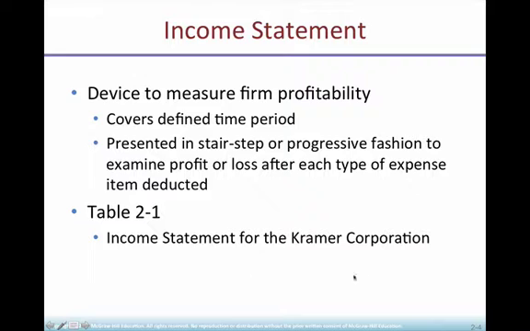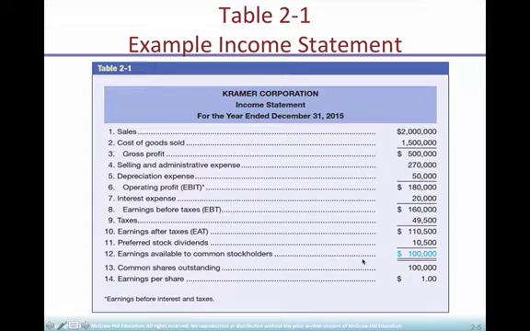And this is an example of one corporation, Kramer Corporation. This is how an income statement looks like. For 1 year, 2015, sales, they sold merchandise in value of $2 million. The way they calculated this number is quantity, how many units they sold, times the price per unit. This is how you have sales in dollars. Cost of goods sold, how much it cost them to produce the units they sold over here. Cost per unit times units sold.